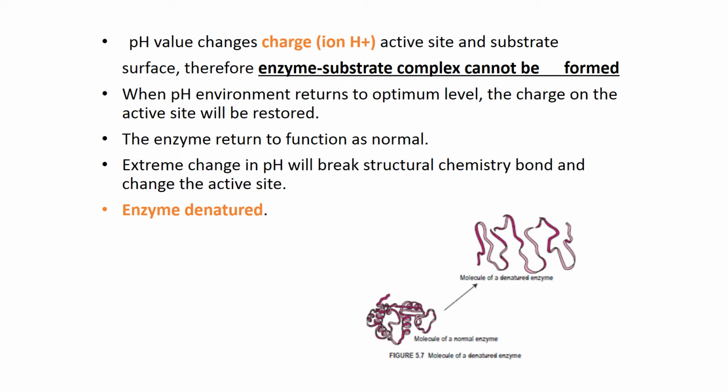So this will break the structural chemical bonds. Ikatan kimia, structure 3D tadi, dia akan terus ubah the structure of the active site of the enzyme. So at this time, dia akan panggil sebagai denatured enzyme. So how to spell denatured? D-E-N-A-T-U-R-E-D. Denatured means the structure of the enzyme will be completely destroyed.